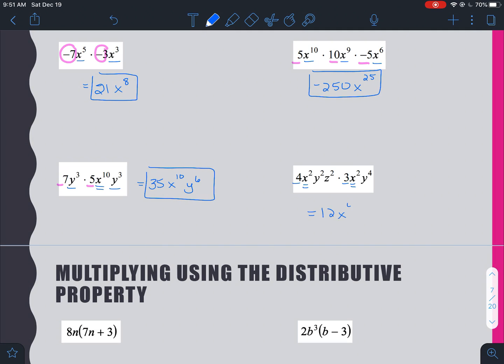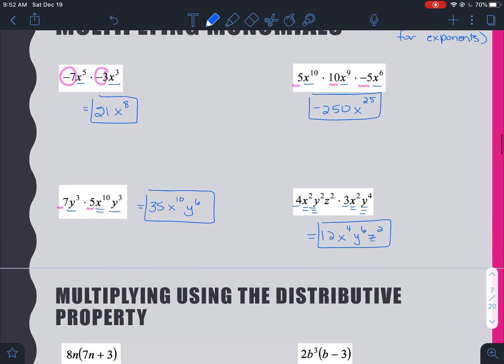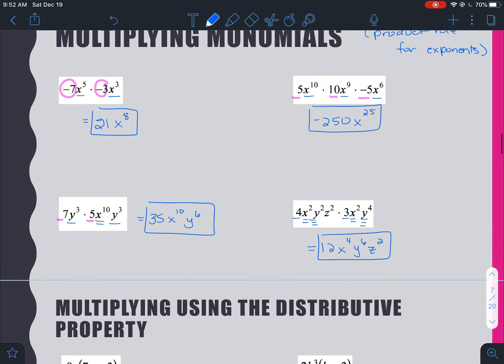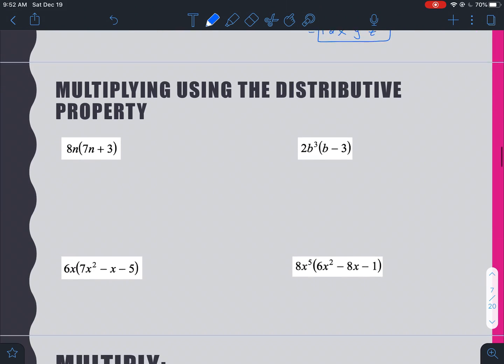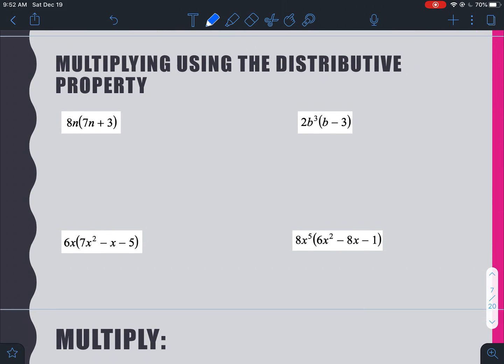Next one, 4 times 3 is 12. And then x to the 2nd times x to the 2nd is x to the 4th. y squared times y to the 4th is y to the 6th, and then we just have a z squared. So it'll be 12x to the 4th, y to the 6th, z squared. And that's just taking a monomial, so one term times one term.